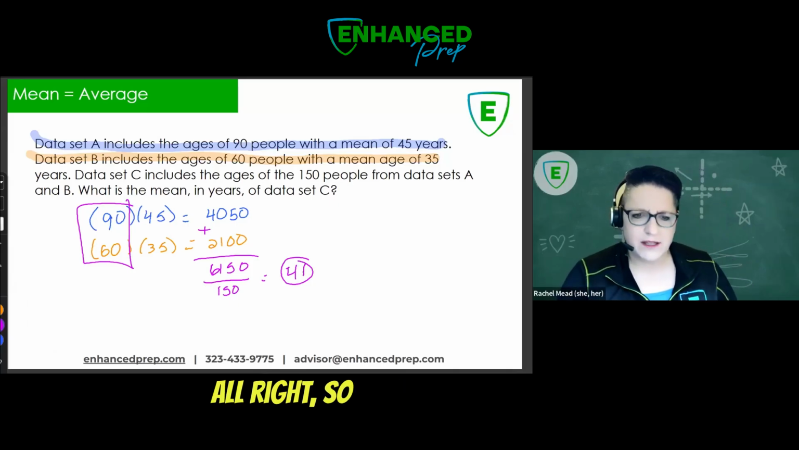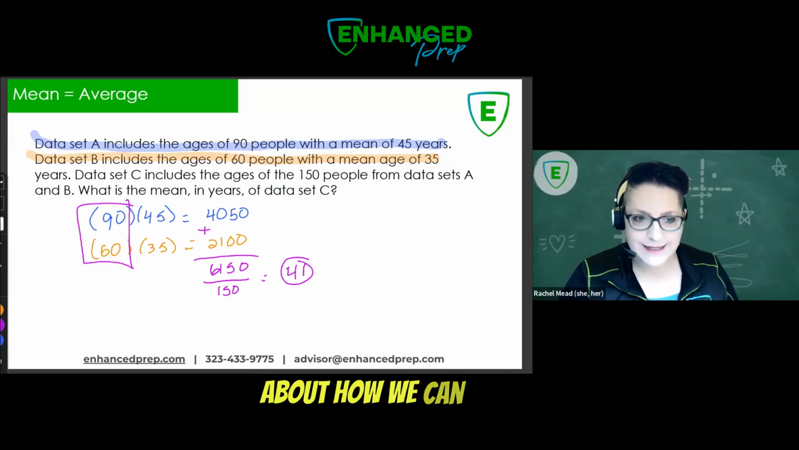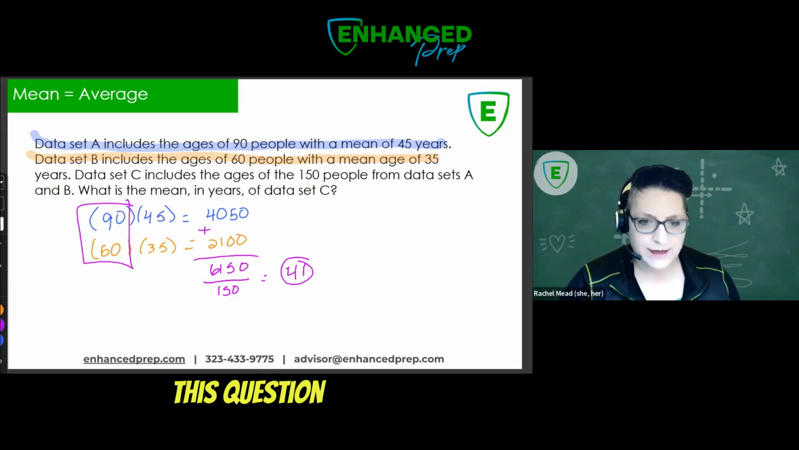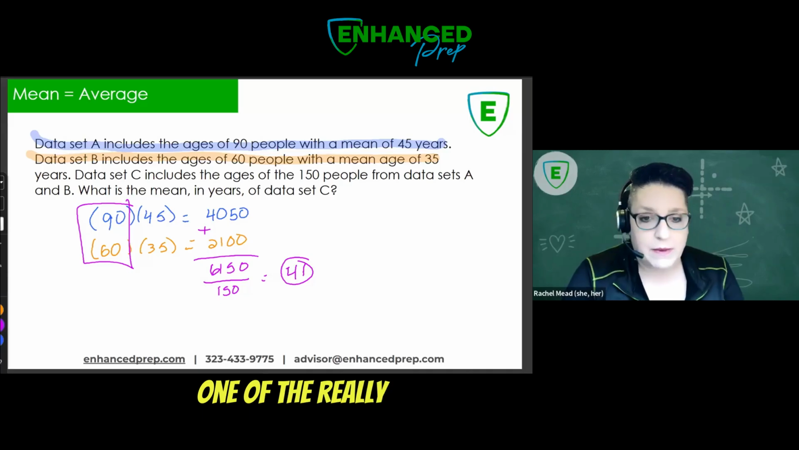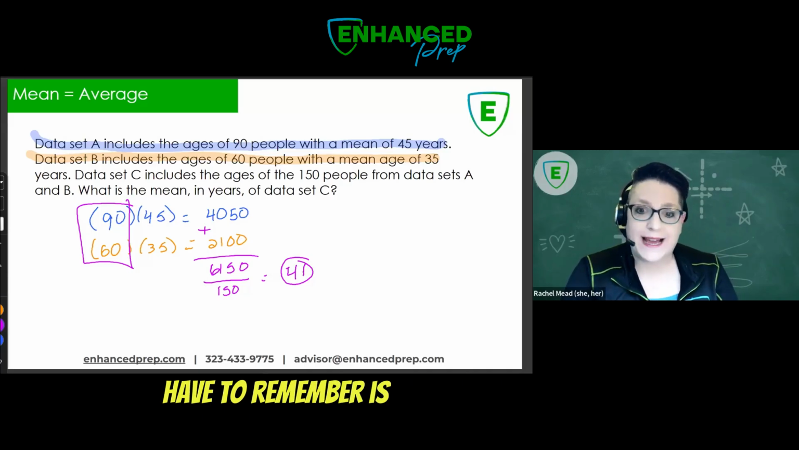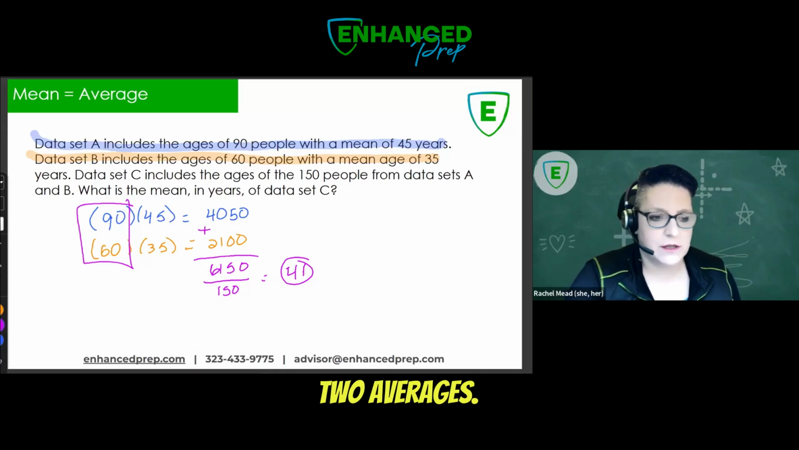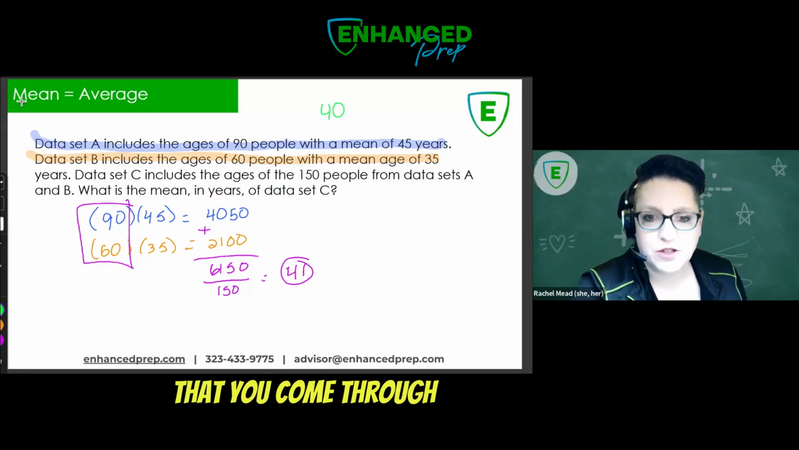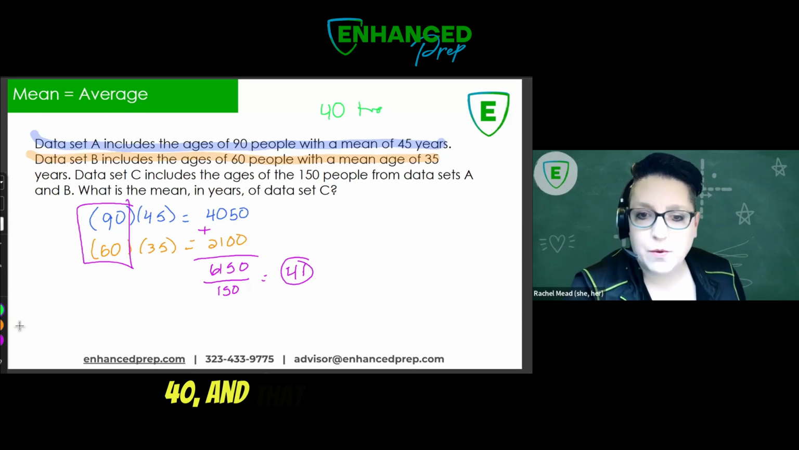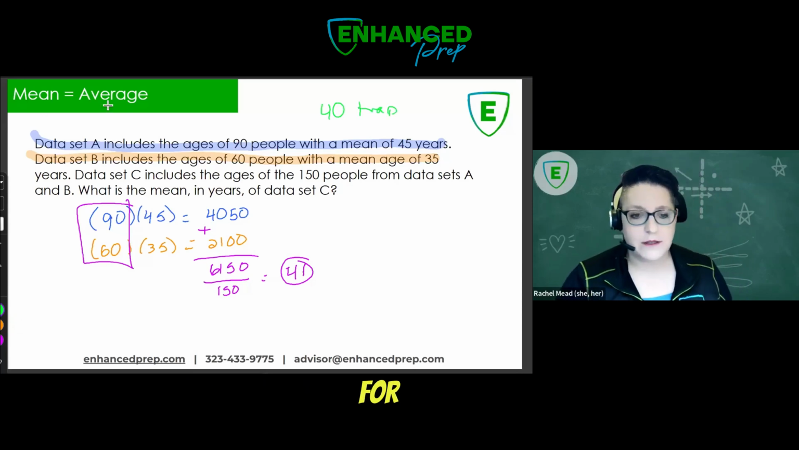All right, so let's talk a little bit about how we can set up this question to keep our work nice and neat and organized. One of the really big things that we have to remember is we can never average two averages. So the test writers are really hoping that you come through and just choose 40, and that would be a trap answer here for us.